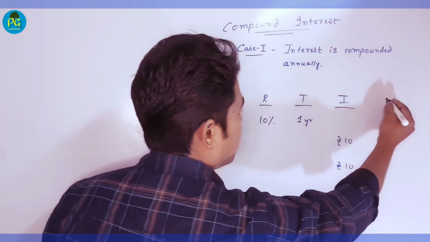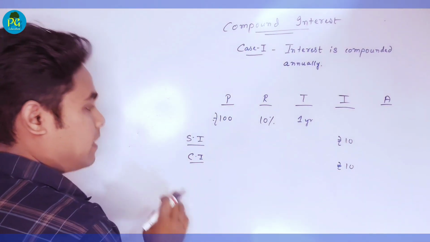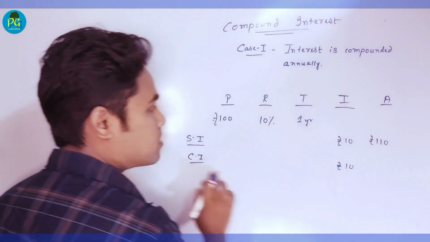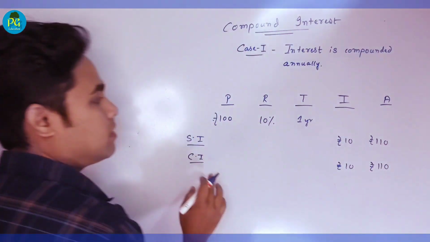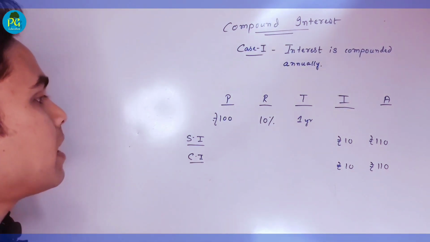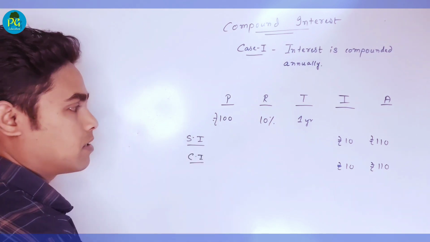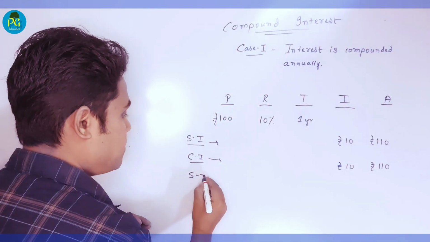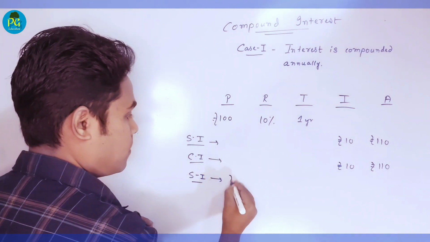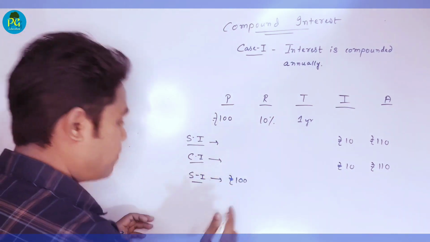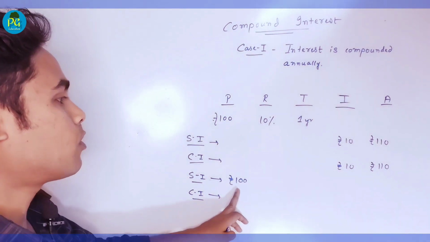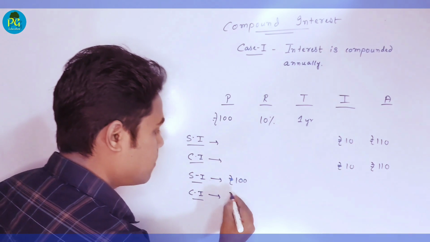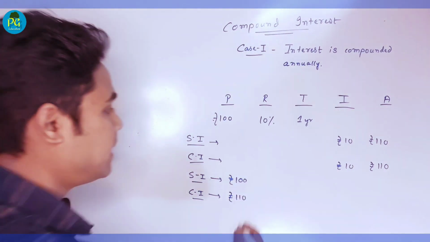So after 1 year, the amount which I have to pay is 110 in case of simple interest, and in case of compound interest it is also 110. 100 plus 10 equal to 110. Now if I want to pay after 2 years, what will be my interest? So let us calculate after 2 years. Here you look, after 1 year simple interest will be calculated on 100 only. So 100 is my principal, but in case of compound interest 100 is not my principal. My principal will be my compounded amount, that means 110.